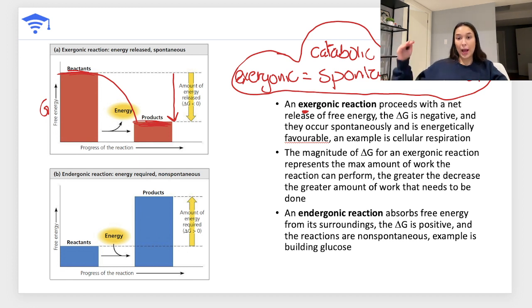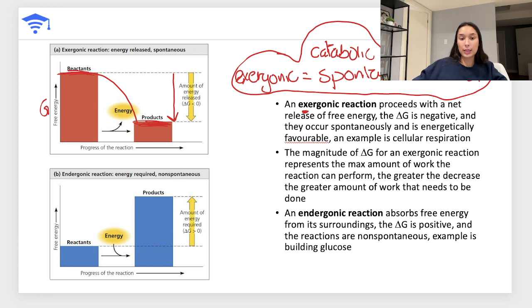Okay, so the magnitude is also very important. The negative versus the positive is going to indicate whether it's exergonic or endergonic, but there is also the idea of the magnitude of the delta G. If it's negative 120, it's releasing 120 kilojoules of energy. If it's negative 100, it's only releasing 100 kilojoules of energy. Okay? And then an endergonic reaction is going to be the exact opposite.